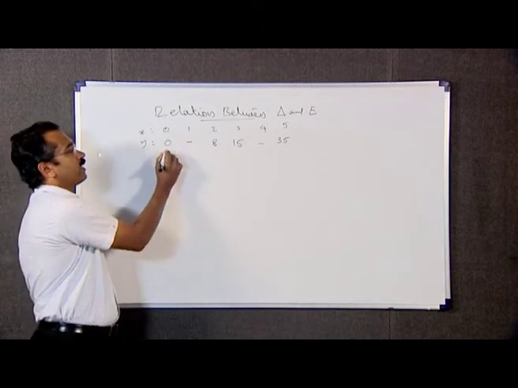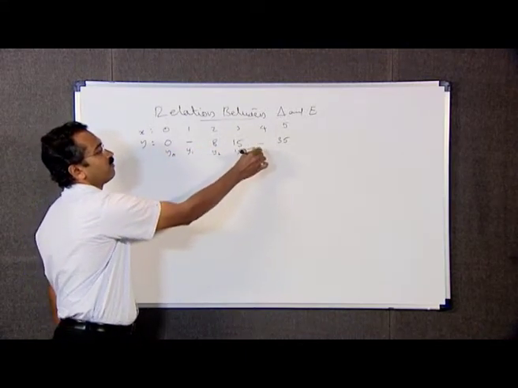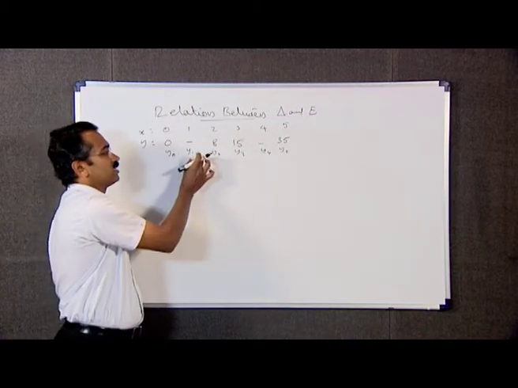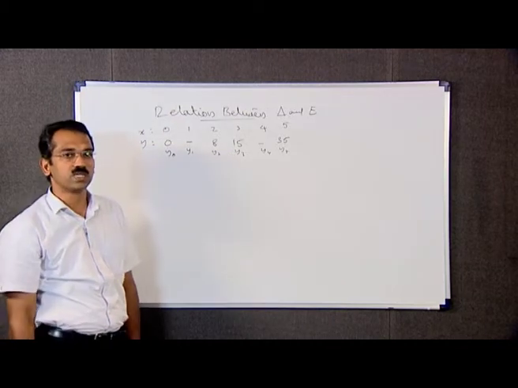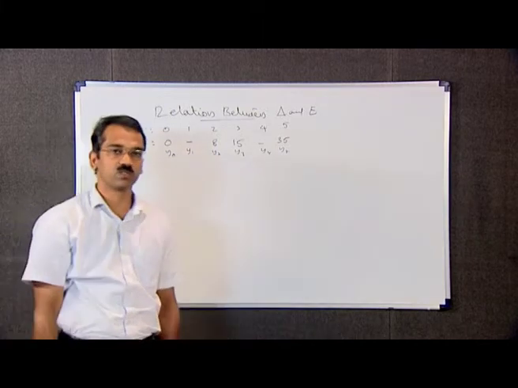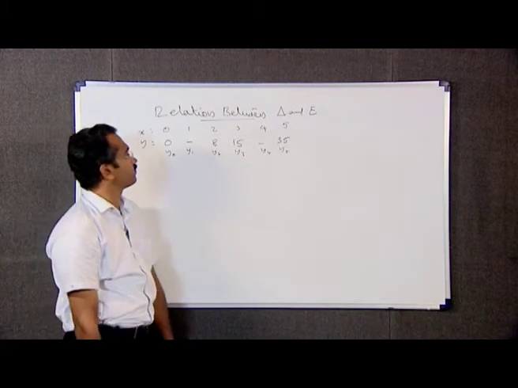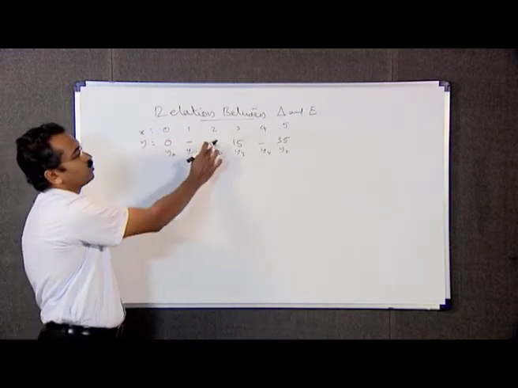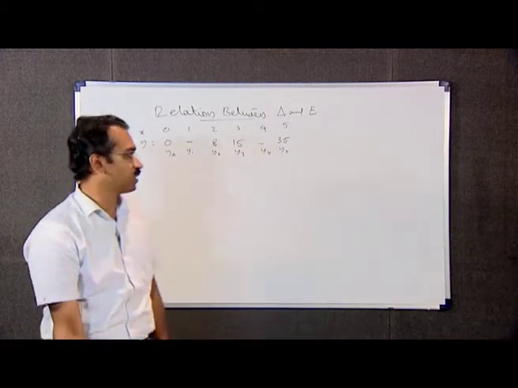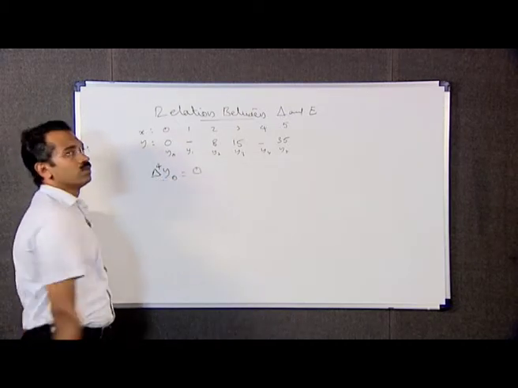The first value of y can be taken as y naught, this is y1, next is y2, y3, y4 and y5. Here two entries are missing, that is y1 and y4. We have to find these two missing entries using the relation connecting E and delta. Here 4 values are given. Therefore, we can assume that the fourth difference onwards are 0.